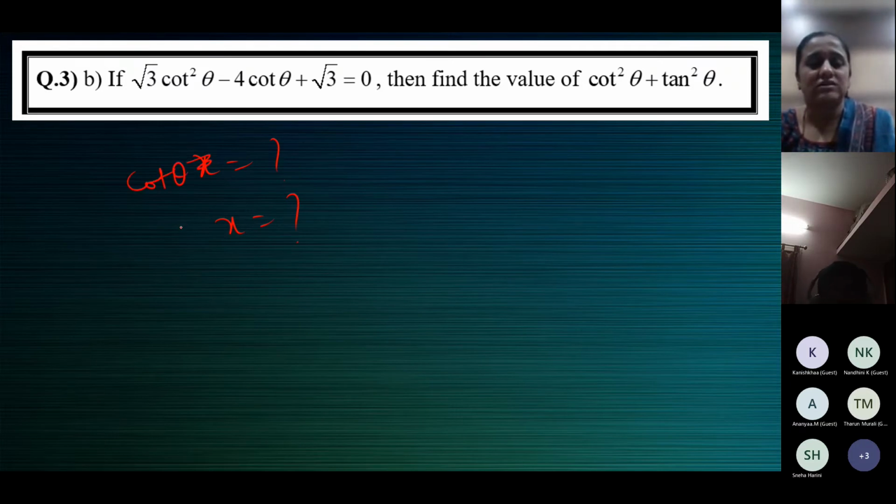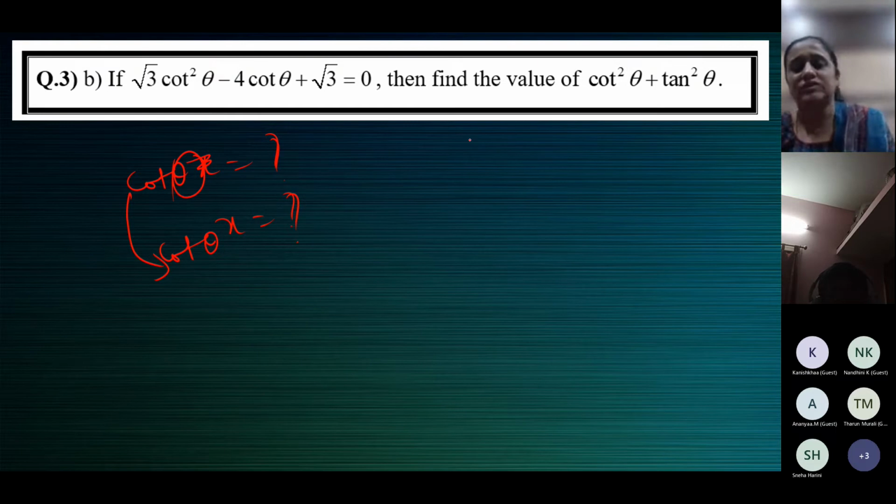So you will get two values of x, which are the two values of cot theta. Once you get the values of cot theta, we'll find the value of theta. For example, supposing one value of x is root 3.